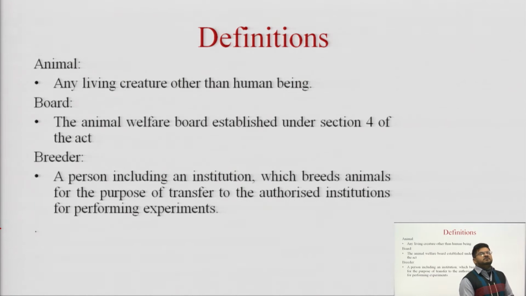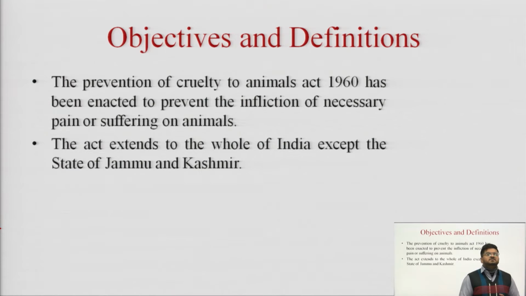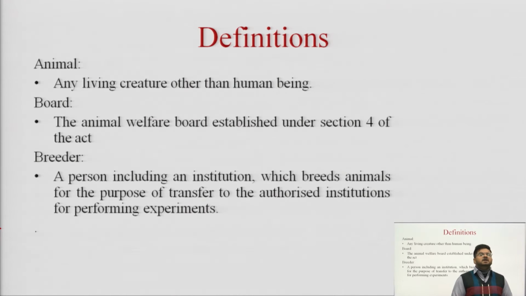Then there are the different definitions we will cover under the Prevention of Cruelty to Animals Act, because we are studying animals and cruelty on animals, and different terms are introduced in this act. There are some small definitions or terms specifically prepared for this act. Number 1 is animal. Animal is what? A living creature other than a human being.